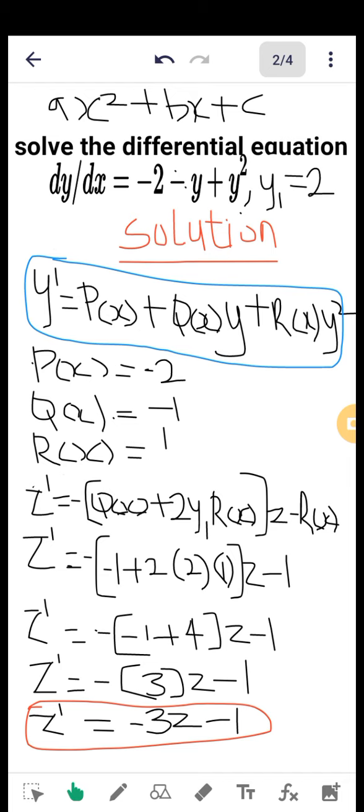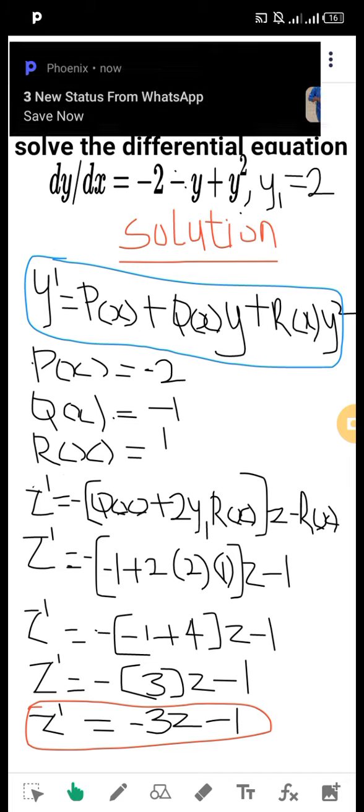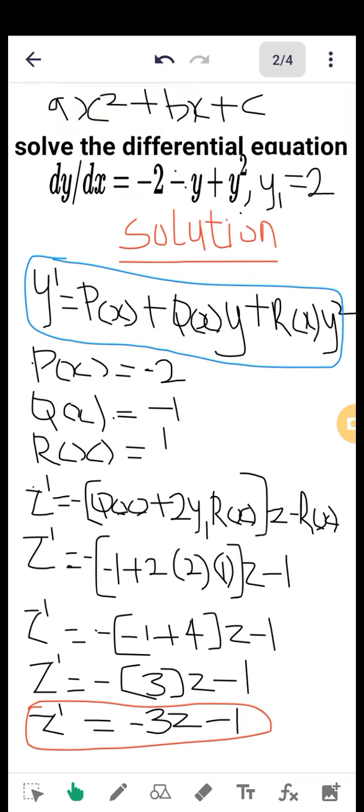So we do a comparison. By comparing the coefficients, p of x, q of x and r of x for this, we know that p of x would be -2, q of x would be -1, and r of x is 1.